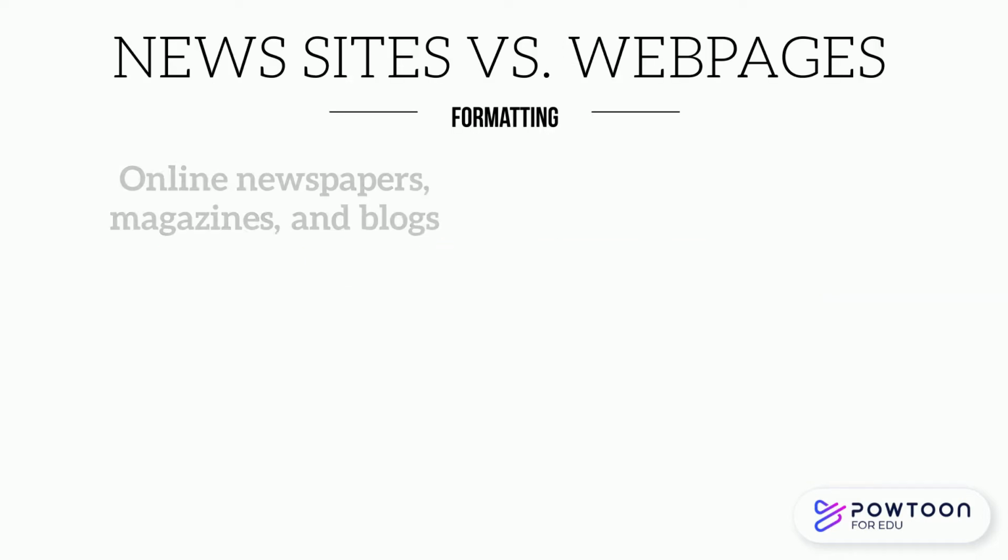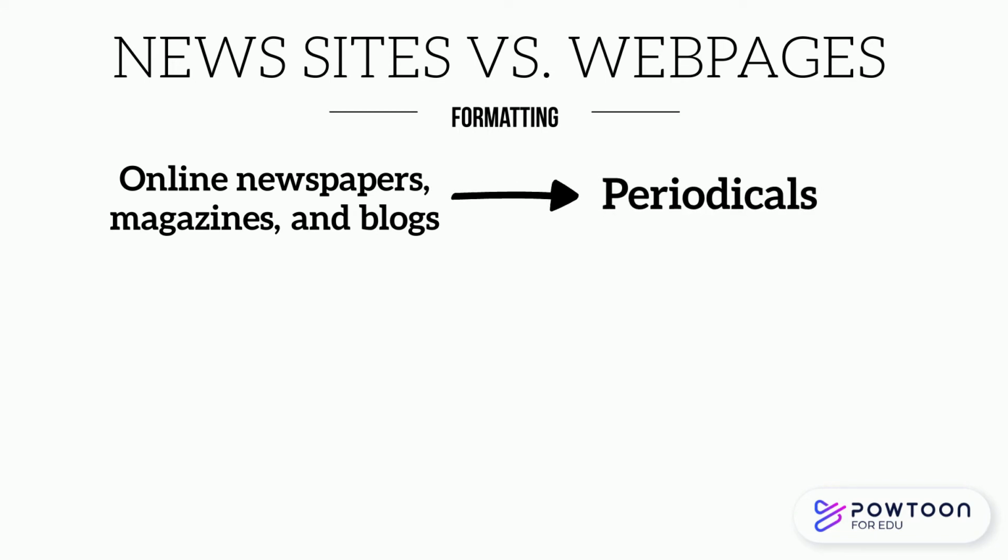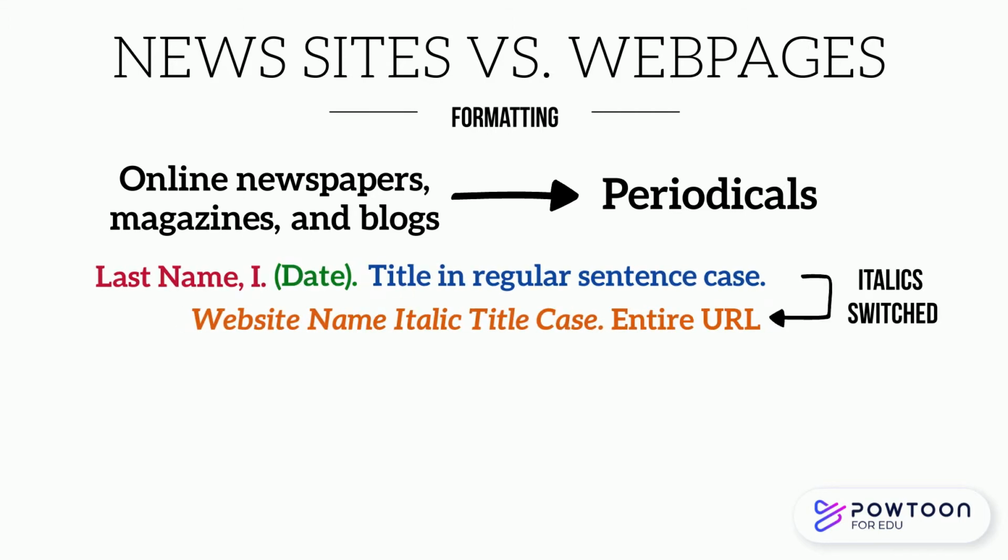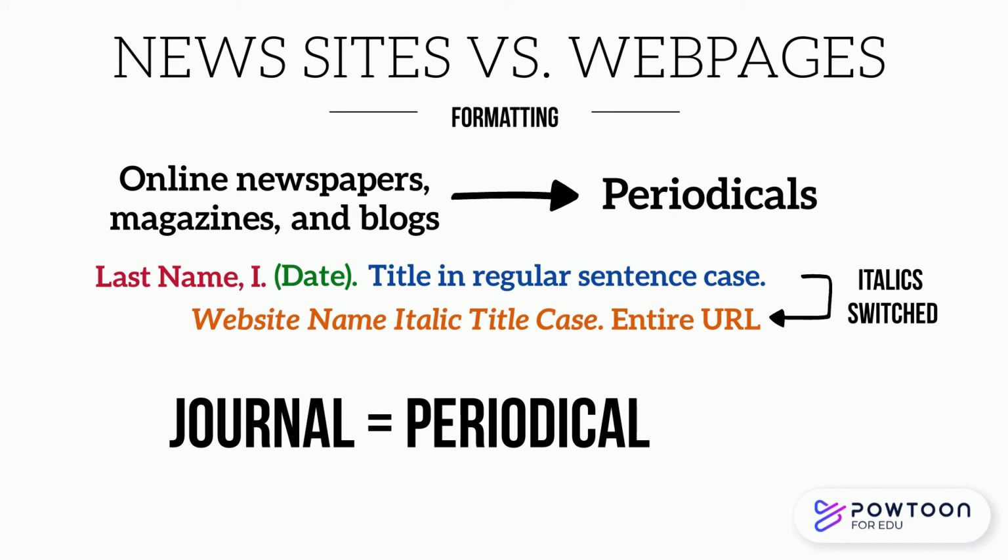However, online newspapers, magazines, and blogs are cited differently from normal web pages because they are considered periodicals. In these cases, the italics are switched. The title of the blog or article will be regular sentence case, and the website name or source will be an italic title case. This format is exactly the same as journal articles, which are also considered periodicals and were reviewed in an earlier video.